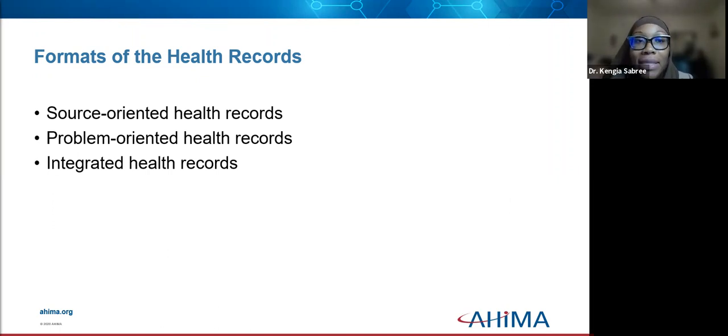So the format of the health record: you have source-oriented health records, and then you have problem-oriented health records. Again, this is the way that the record is structured or formatted. Is it based on the problem? Is it integrated? Is it a little bit of both? Typically, the most common format is the integrated health record format.